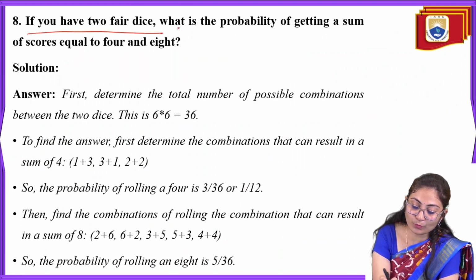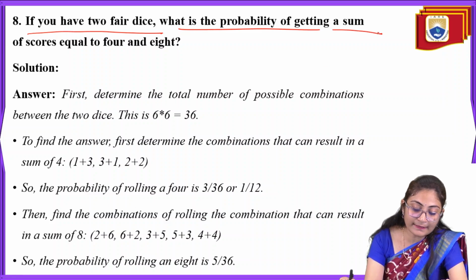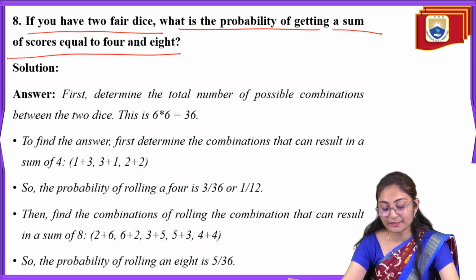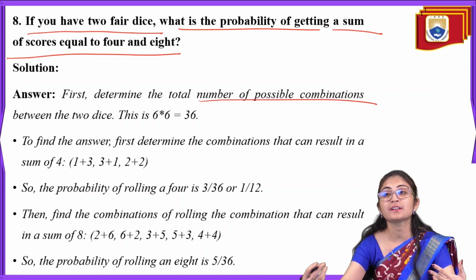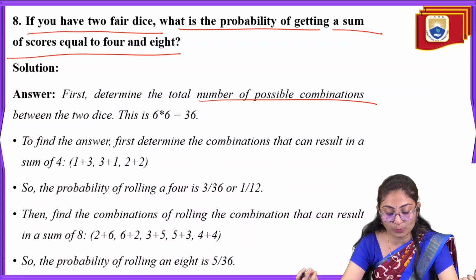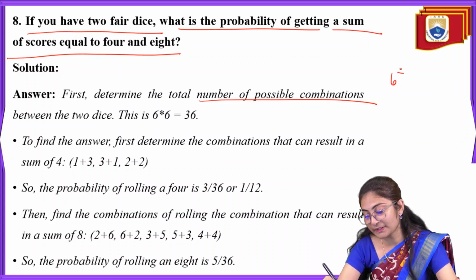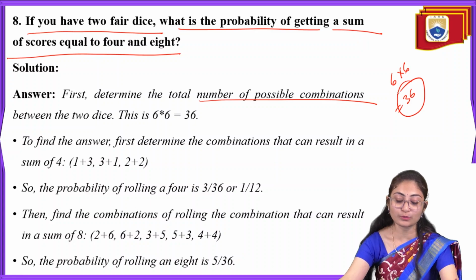Now if you have 2 fair dice, what is the probability of getting a sum of scores equal to 4 and 8? First determine the total number of possible combinations between 2 dice. Definitely, if you are rolling 2 dice, that means your probability is like 6 by 6. That means n of S is equal to 36.